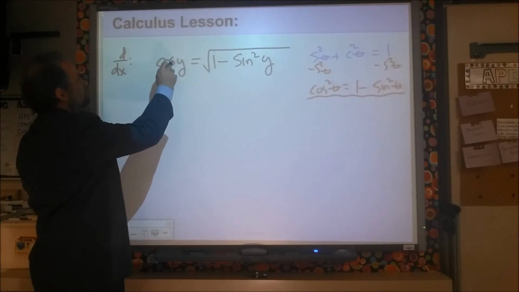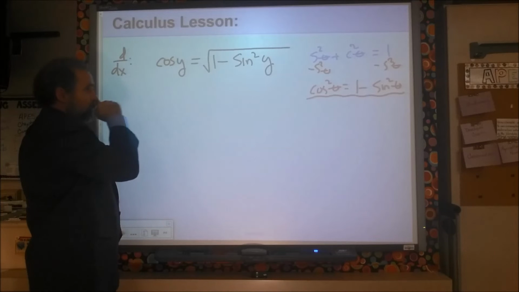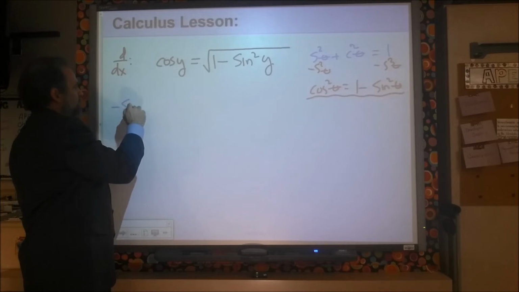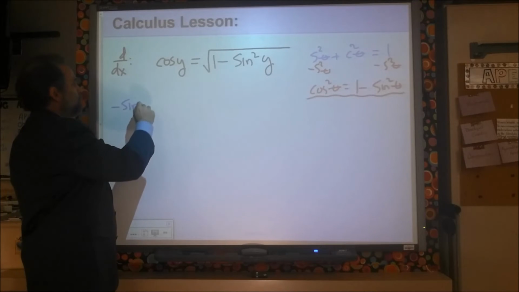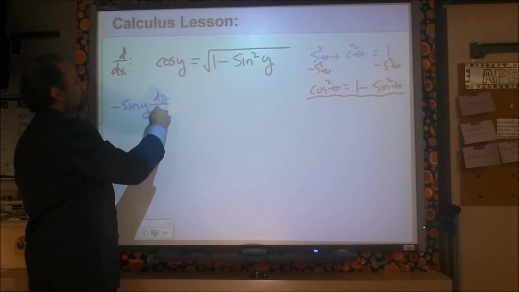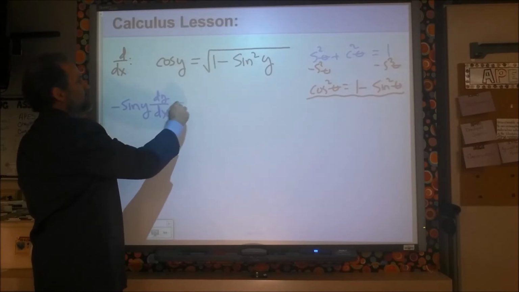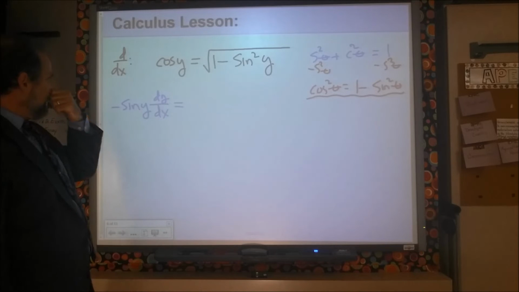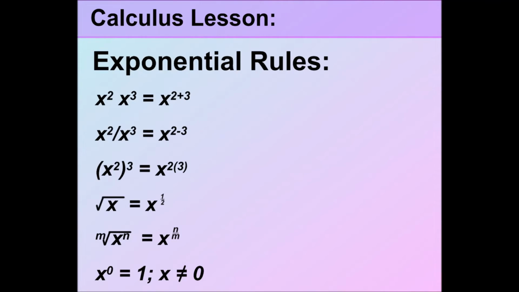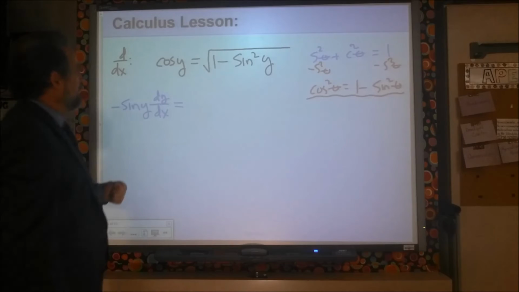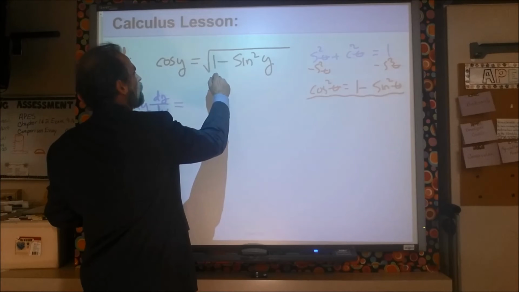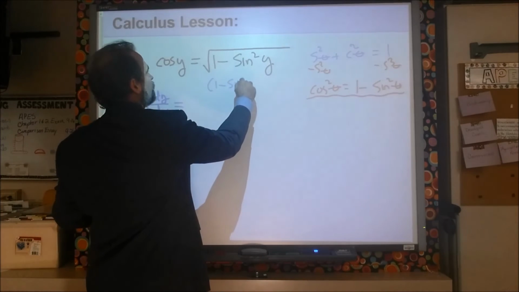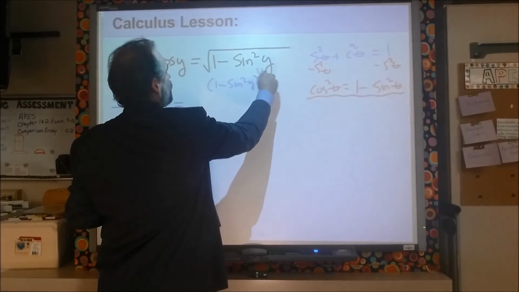If I did the derivative of this, I could say the derivative of cosine is what? Negative sine, very good, of y dy/dx equals... oh crap, how am I going to do that? Well, I could write this as (1 minus sine squared y) to the 1/2.